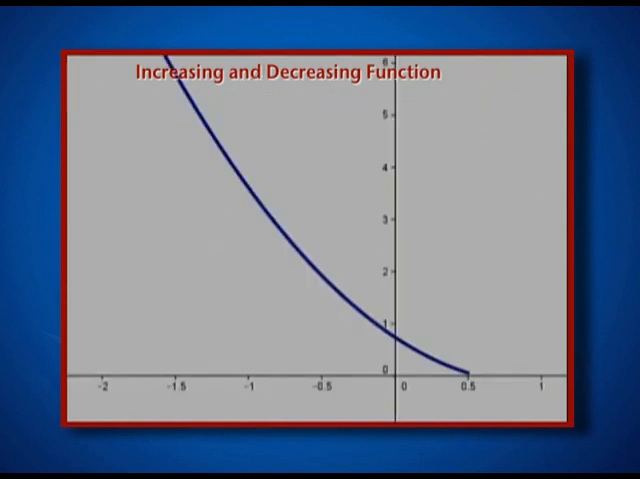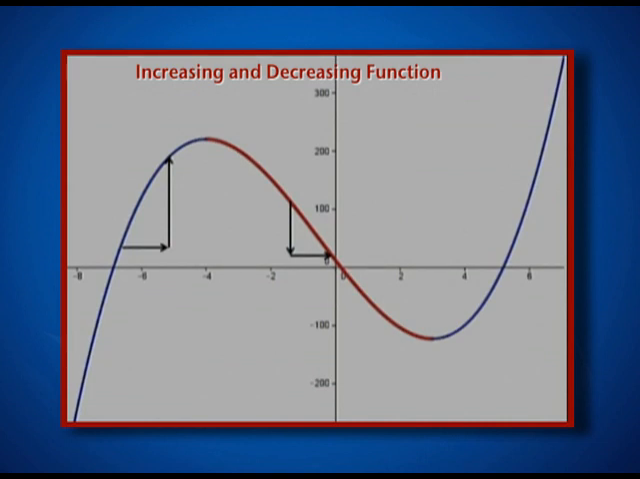How about this one? I'm sure now you are jumping and saying, yes, I know it is a decreasing function, because as values of x are increasing, values of y are decreasing, and therefore the shape of the graph is letting us know that this is a decreasing function. How about this one? Function partly is increasing, partly it's decreasing, and then again starts increasing. So, over its entire domain, the function is neither increasing nor decreasing.